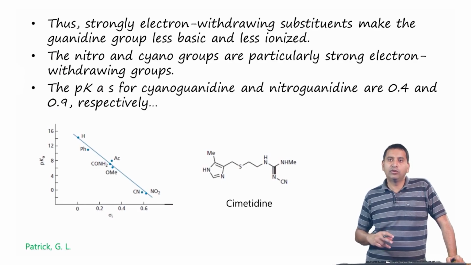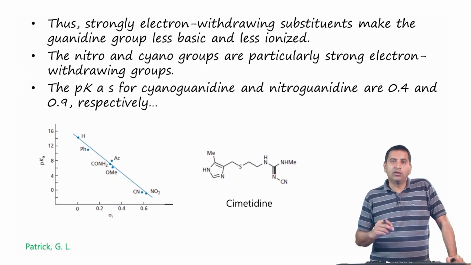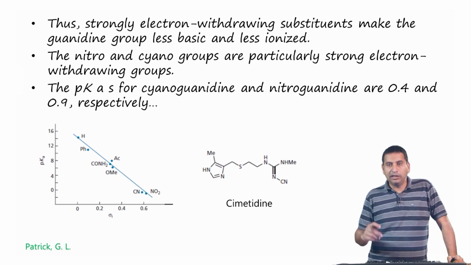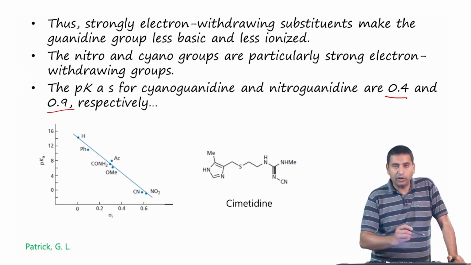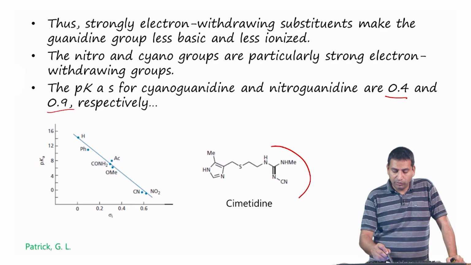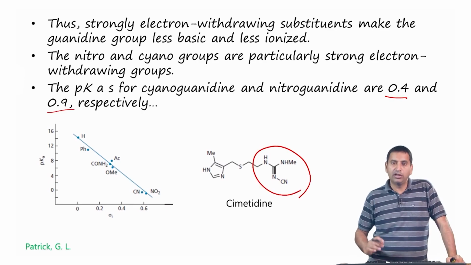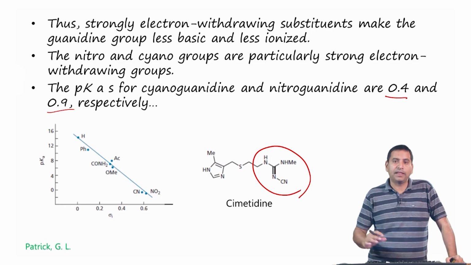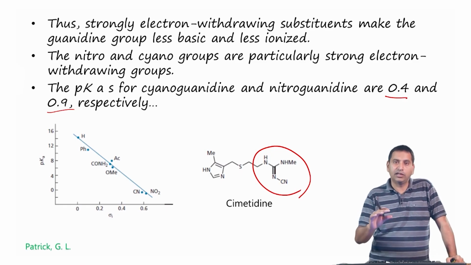So, having an electron withdrawing substituent makes the guanidine less basic and less ionized. The nitro and cyano groups are particularly electron withdrawing groups, as we looked at previously, and the pKa values of these are 0.4 and 0.9. Based on this, the molecule known as cimetidine was developed, wherein this guanidine group is neutral and does not have a tendency to get ionized. Therefore, this molecule was developed as an anti-ulcer agent.